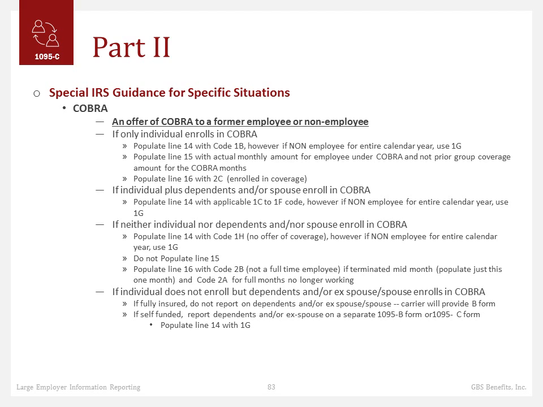So I'm just going to read the 4 different categories. You have an offer of COBRA where only the individual enrolls in COBRA. We also have an offer of COBRA where the individual plus dependents and/or spouse enroll. We also have a situation where neither the individual nor the dependents nor the spouse enroll in COBRA, or the last situation where the individual does not enroll but their dependents or their spouse or their ex-spouse do enroll. So you've got different situations and ways to report depending on the specific circumstances for that specific employee.